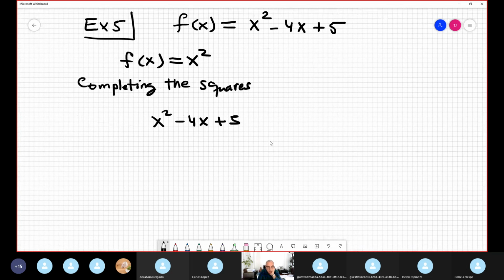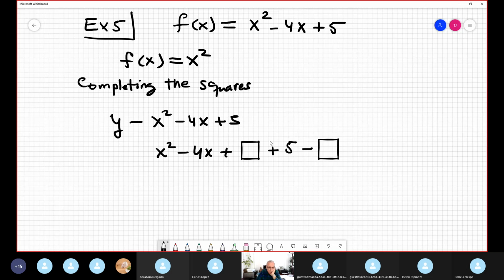You break down this 5. X squared minus 4x plus the magic number that completes the square, plus 5 minus the magic number that completes the square, because the intention is to introduce artificially one number that completes the square. But if you introduce this in our function, it affects the function, no? It's not equal to the original. And remember the formula is b divided by 2 squared.